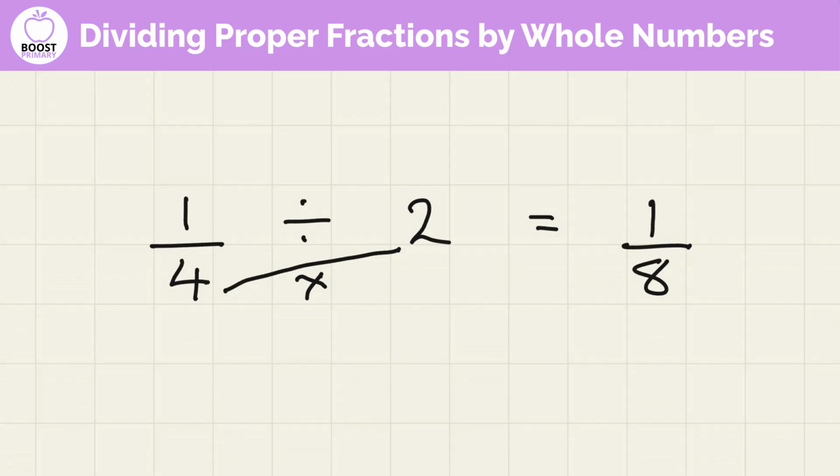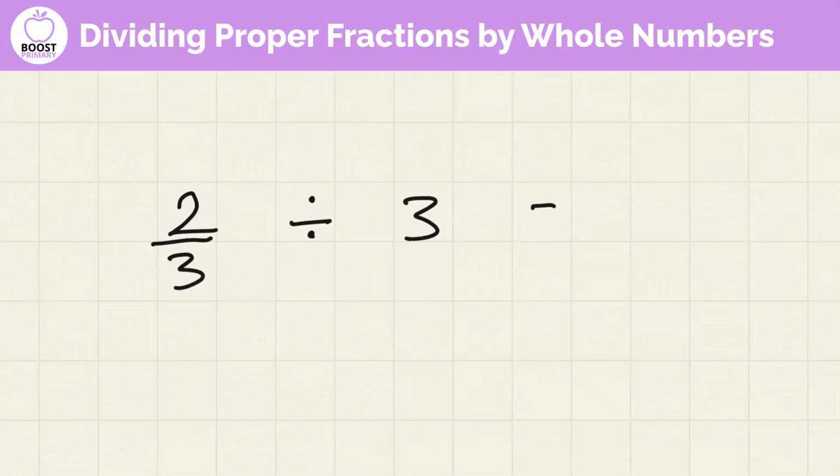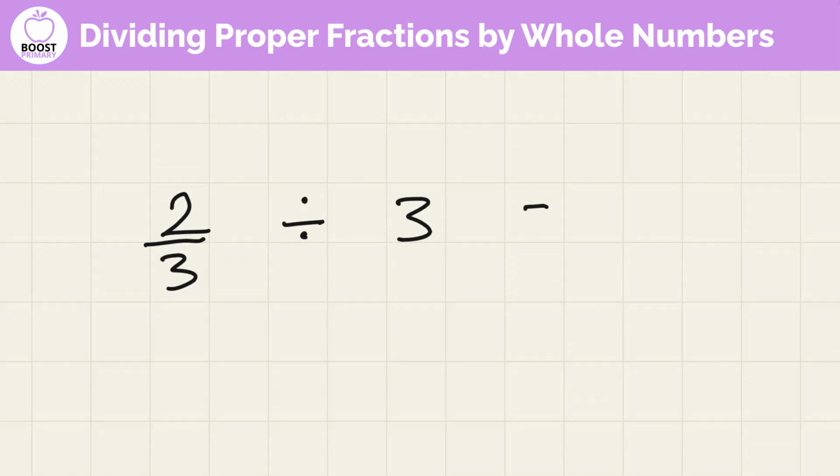And this method will work for every single question where you have to divide a proper fraction by a whole number. So let's have a look at one final question like this. 2/3 divided by 3. So once again, I can't divide the numerator by the whole number. So I'm going to multiply the denominator by the whole number. I'm going to make the denominator 3 times larger. 3 times 3 is 9. I'm going to keep the numerator the same. 2/3 divided by 3 equals 2/9.